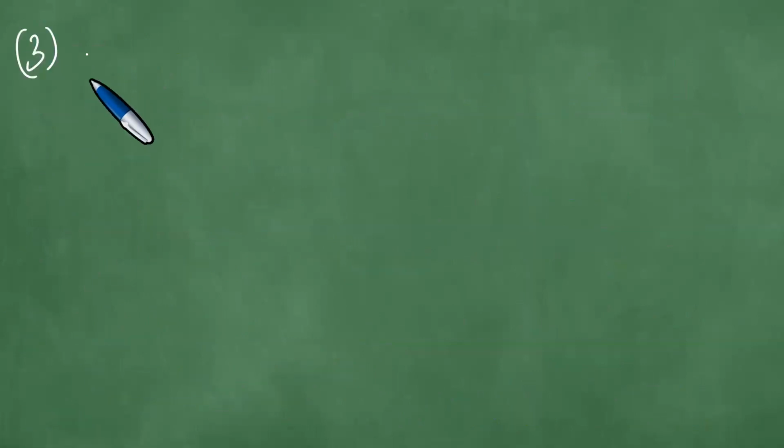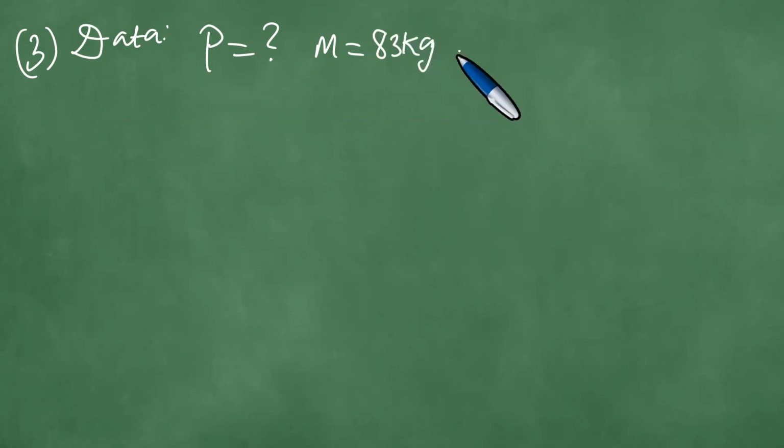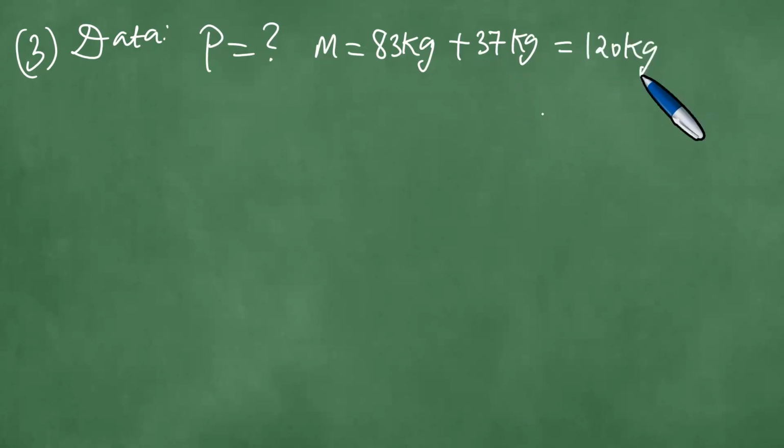To find the combined momentum, we need to focus on data and calculation. The data focuses on the momentum P. What is the momentum? But we need the combined mass. We know the rider has a mass of 83 kilograms, the bicycle has a mass of 37 kilograms, and the summation is 120 kilograms, because there is a rider on the bike.